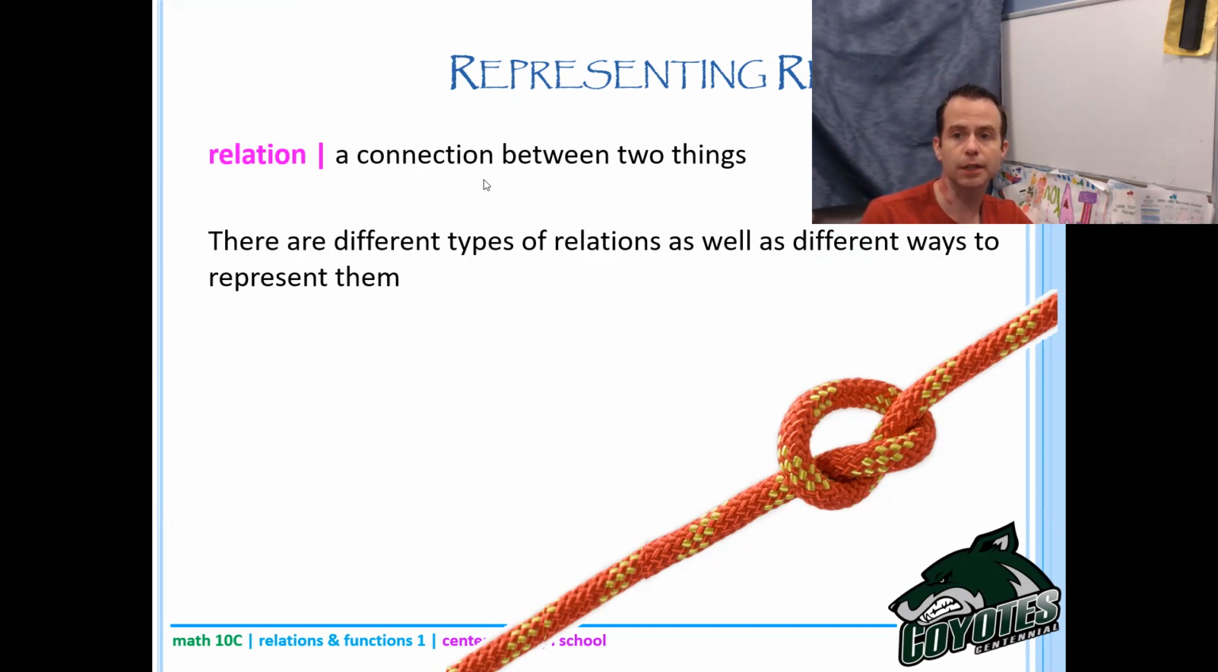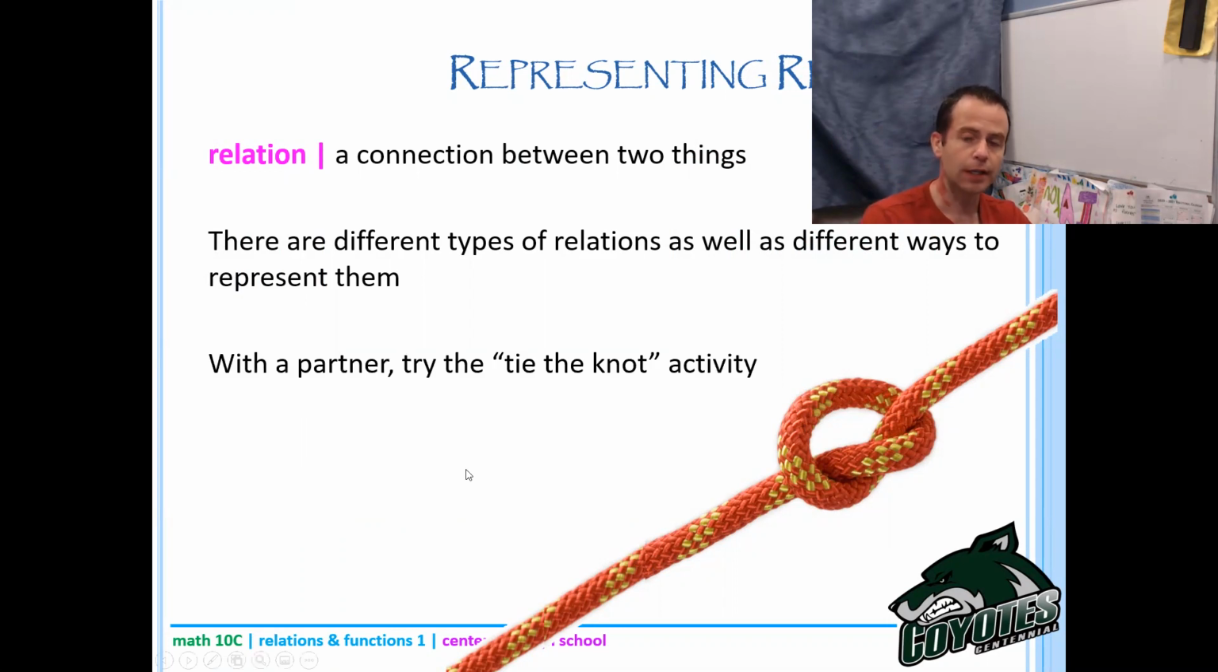There are different types of relations as well as different ways to represent them, okay? So now, the tie the knot activity, I just want to give you a quick description so that I can debrief with you, even though you're not going to do it right now. Essentially, I would cut pieces of string for you, and then you would measure the length of your string, and then you would tie a knot, and then you would measure the length of your string again. As you keep tying knots, I'm sure you can visualize this, the length of string would get smaller and smaller and smaller, okay?